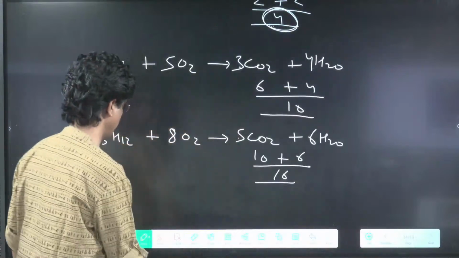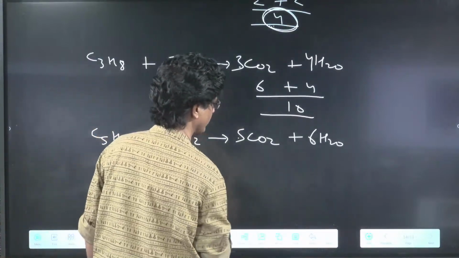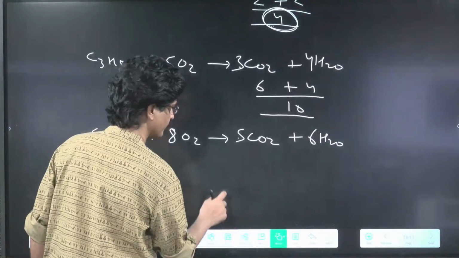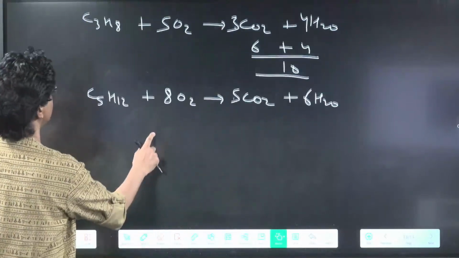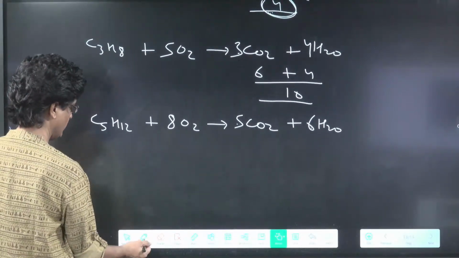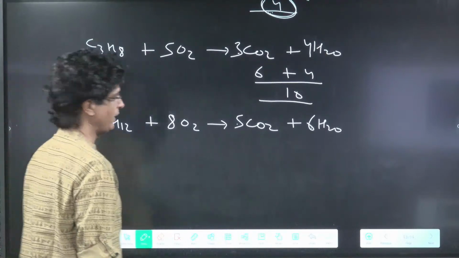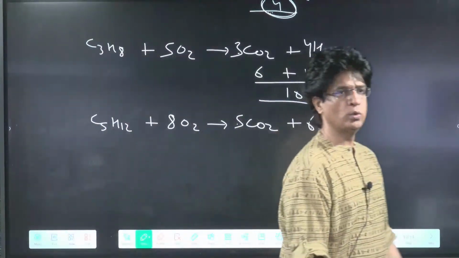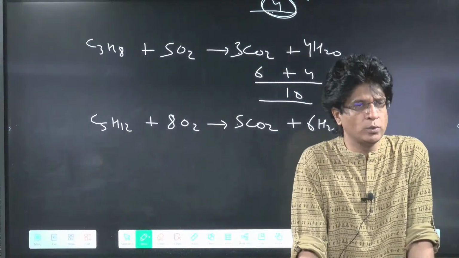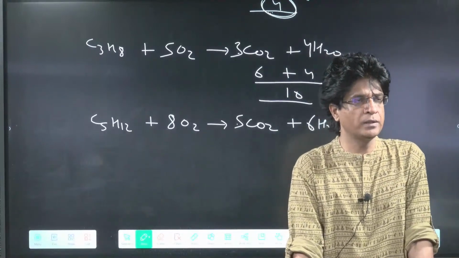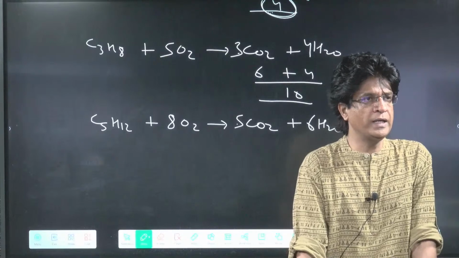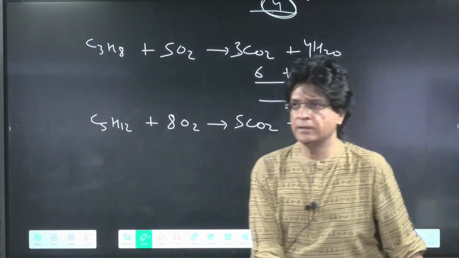So my question will be out here. The question says, it's so simple, children, that find the volume of O2 required to completely burn 3 liter of pentane. This is pentane.